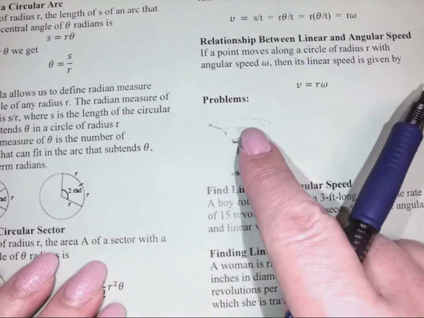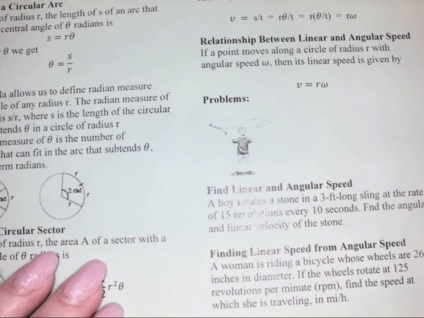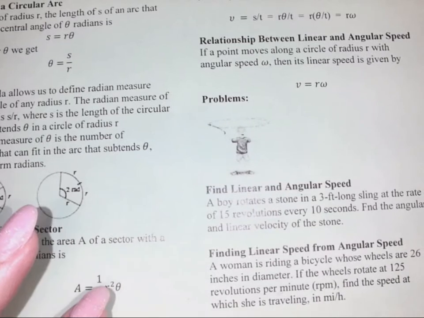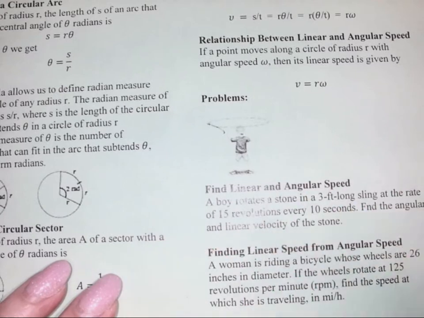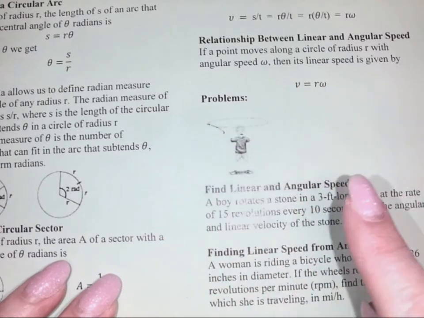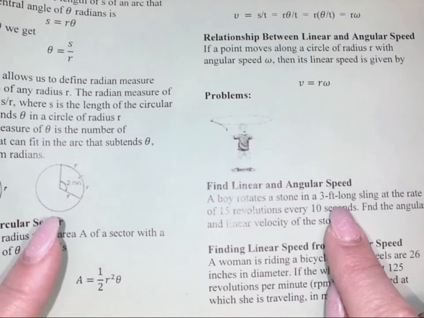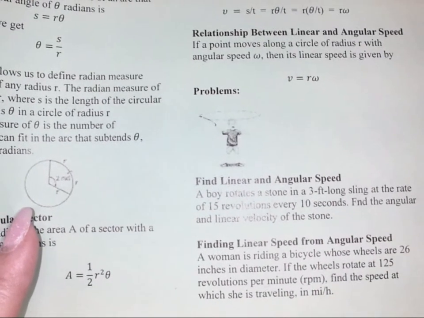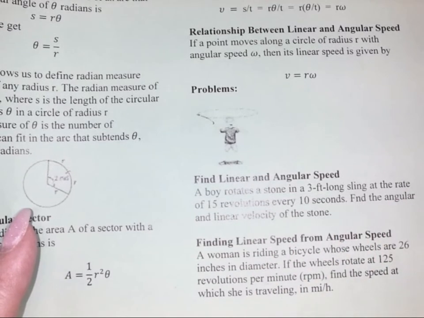It's hard to see, but this little guy here has a stone on a sling, and he's spinning it around his head in a circle. It's going round and around and around. So the boy rotates a stone in a 3-foot long sling at the rate of 15 revolutions every 10 seconds. We want to find the angular and linear velocity of the stone.